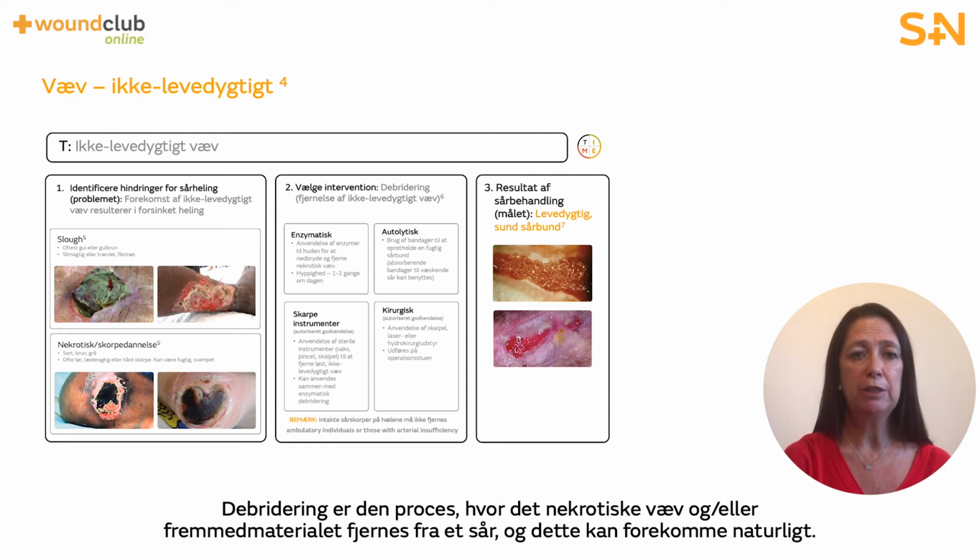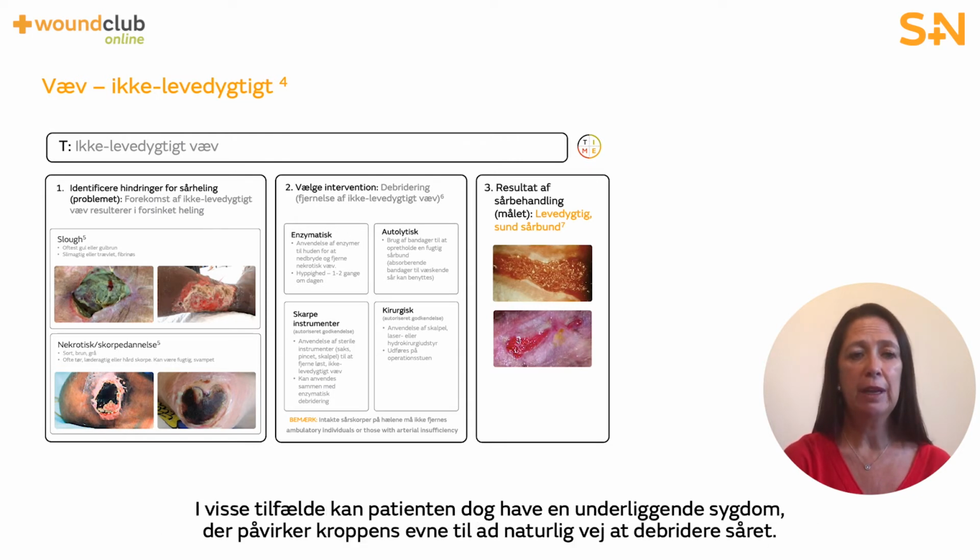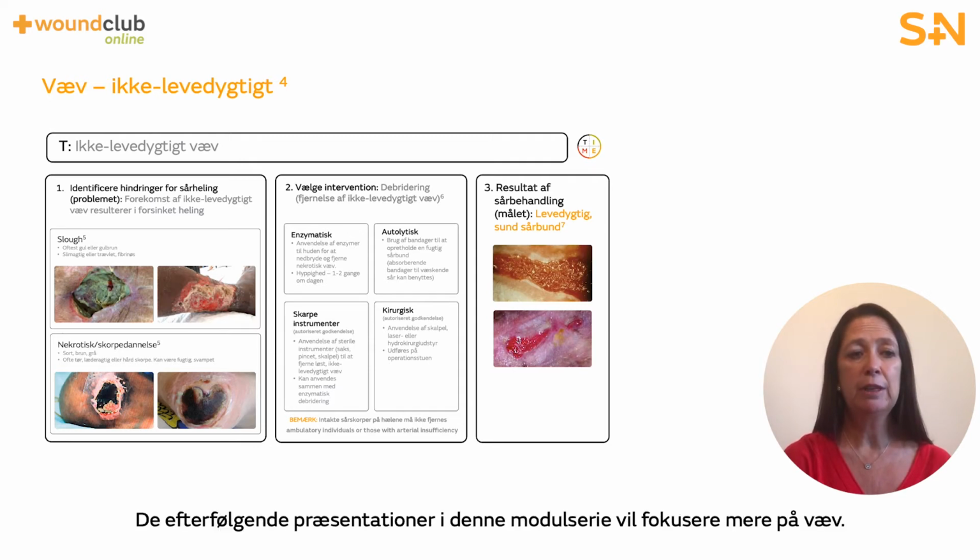Debridement is the process of removing devitalised tissue and/or foreign material from a wound, and it may occur naturally. However, in some cases, the patient may have an underlying pathology which affects the ability of the body to naturally debride the wound. The next set of presentations in this series of modules will focus more in depth on tissue.